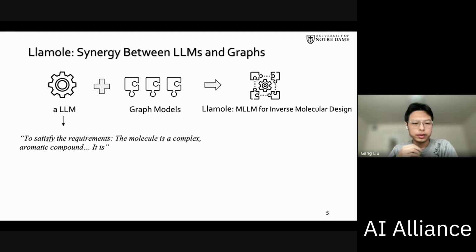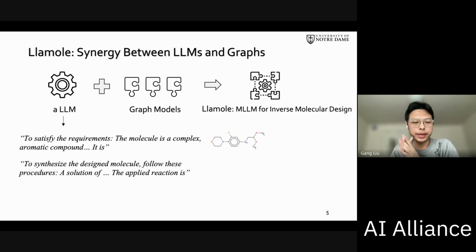Typically, the large language model in Llamole will first analyze the question. It tells us what kind of molecules we want to design. It adds details on the structures and instructs the following graph model to design this molecule. Then Llamole will automatically activate the corresponding graph modules, such as the graph diffusion transformer I mentioned, to generate this new molecular structure.